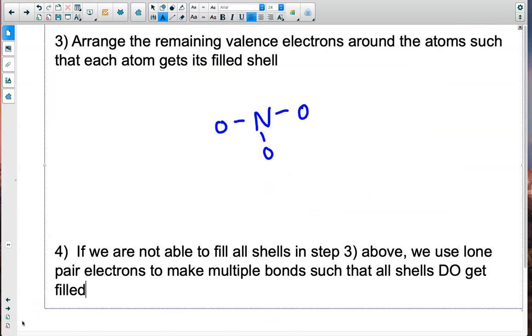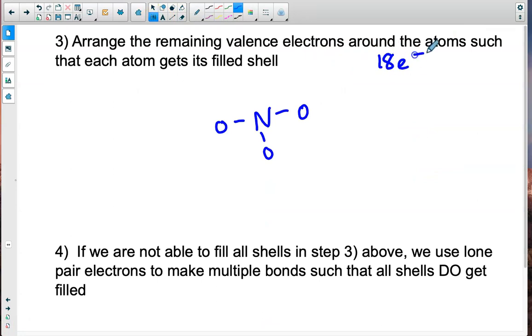So now we take those 18 remaining electrons that we have left, and we have to arrange them around our 4 atoms such that each atom gets its filled shell. So I usually just start on the outer atoms, and I just put pairs around those outer atoms. So that was 2, 4, 6, 8, 10, 12, 14, 16, 18. And you'll notice that the oxygens have filled shells, but the nitrogen does not.